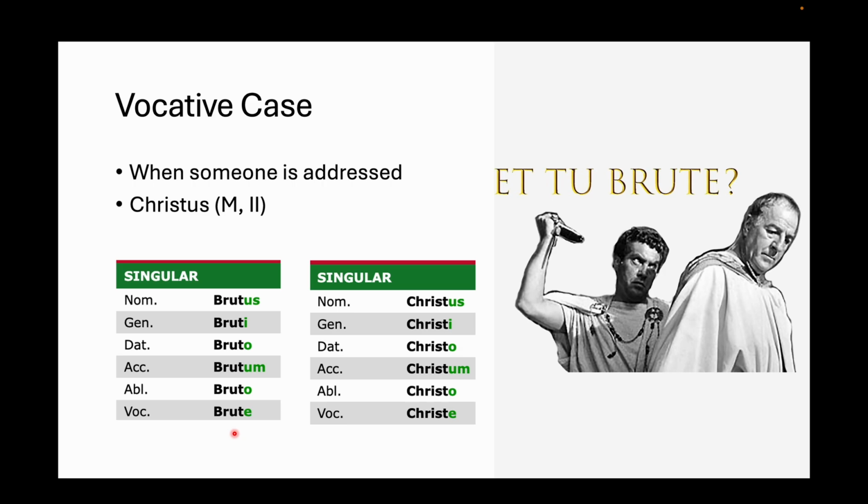The exception is nouns from the second declension which are masculine. In those nouns, and Christus is one of them, you get the stem of the noun, which is just the constant bit of the word, so in this case, Christ, and you take off the US from the nominative and then you stick an E on, and then that becomes the vocative case, right?